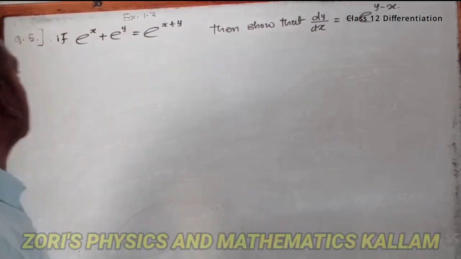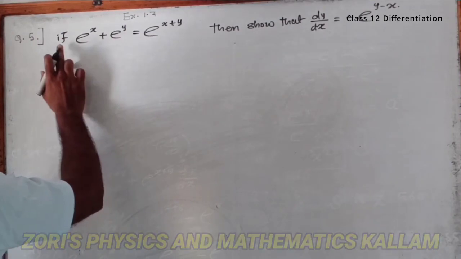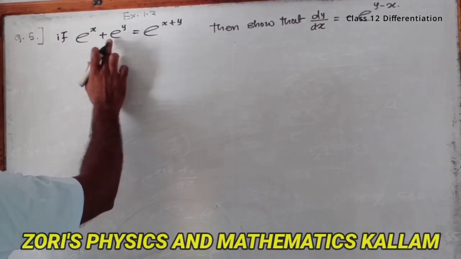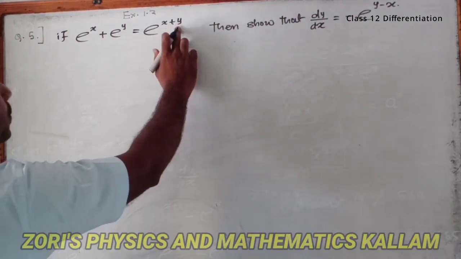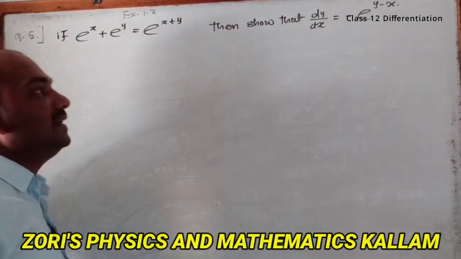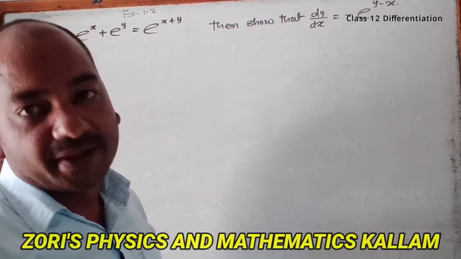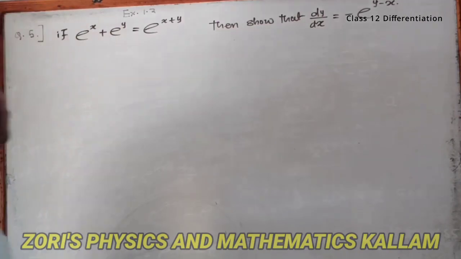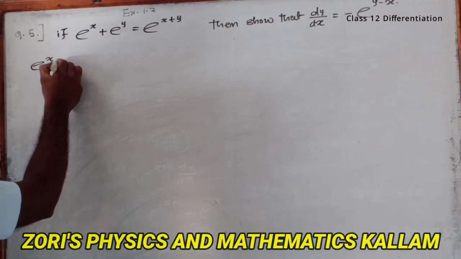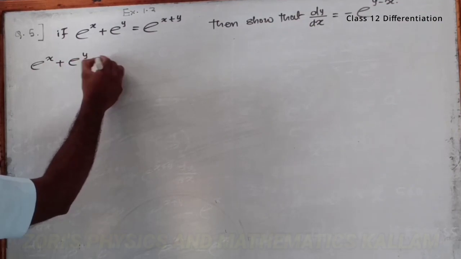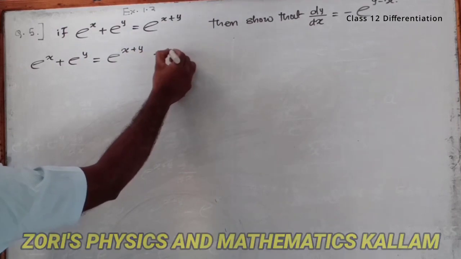Now look at the next question here. If e to the power x plus e to the power y is equal to e to the power x plus y, then show that dy upon dx is equal to minus e raised to power y minus x. So first we are taking this equation here, e to the power x plus e to the power y is equal to e to the power x plus y, and this is equation number 1.